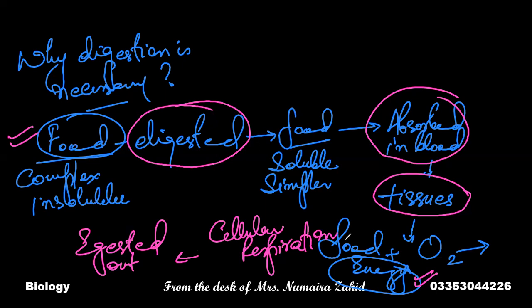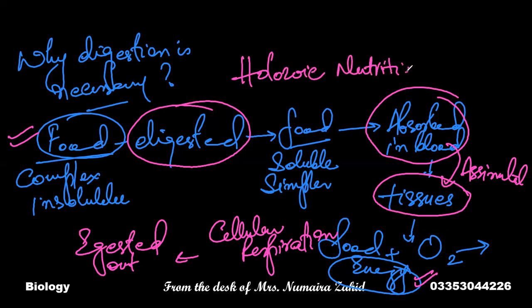In this kind of nutrition, we take complex and insoluble food, we digest it, we absorb it, and we assimilate it. When this food goes from blood into tissues, that is called assimilation. After assimilation, the tissues break it down, and the undigested food is expelled out of the body. That is called egestion. All these stages are included in holozoic nutrition. So in man, we are observing holozoic nutrition.